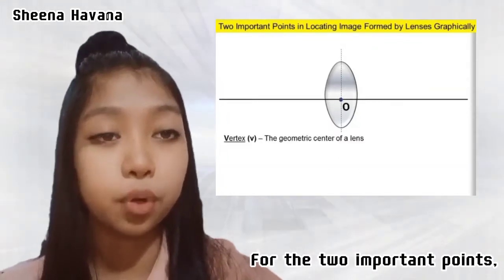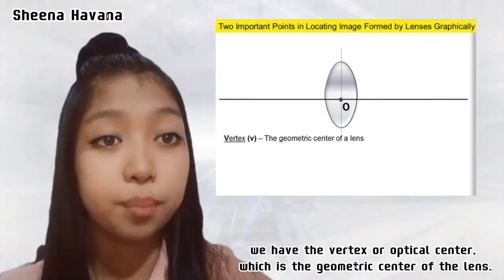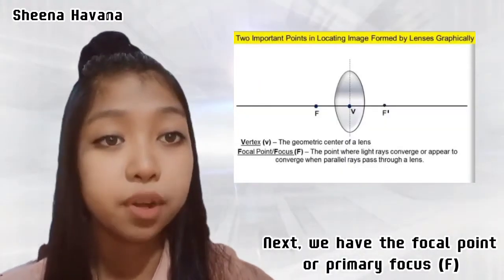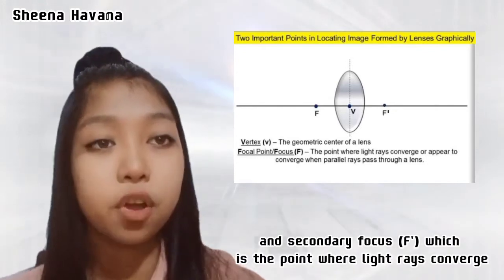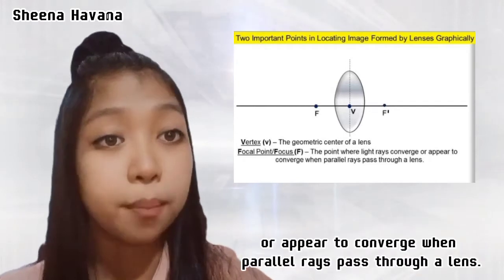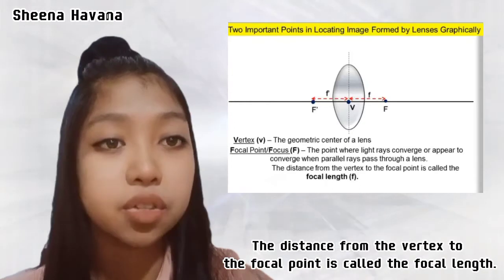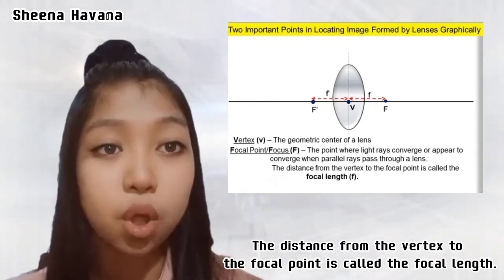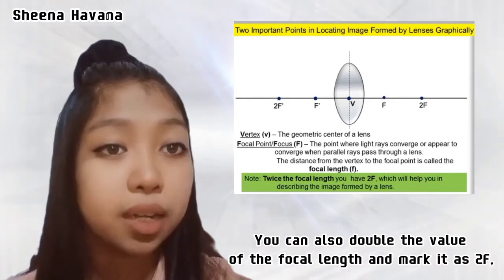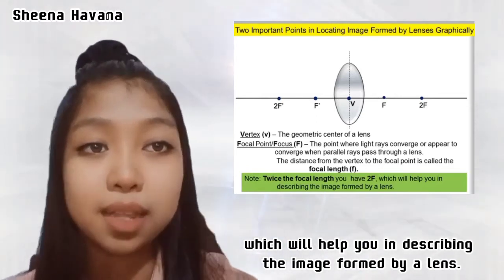For the two important points, we have the vertex or optical center, which is the geometric center of the lens. Next, we have the focal point, or primary focus F and secondary focus F, which is the point where light rays converge or appear to converge when parallel rays pass through a lens. The distance from the vertex to the focal point is called the focal length. You can also double the value of the focal length and mark it as 2F, which will help you in describing the image formed by a lens.